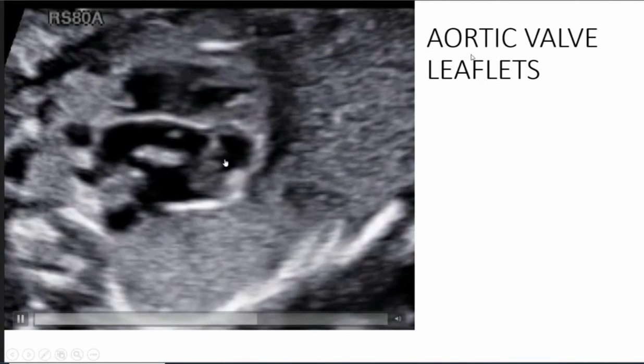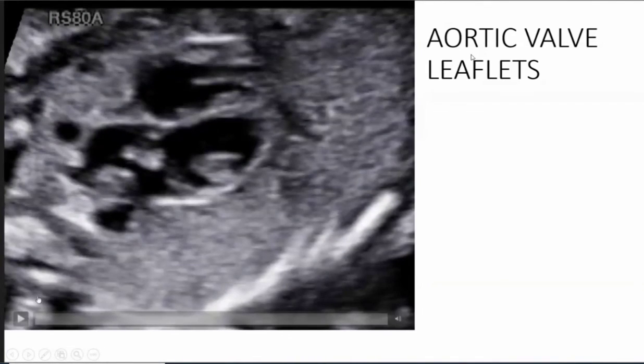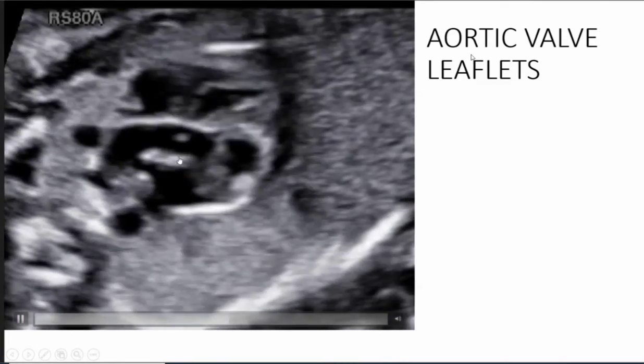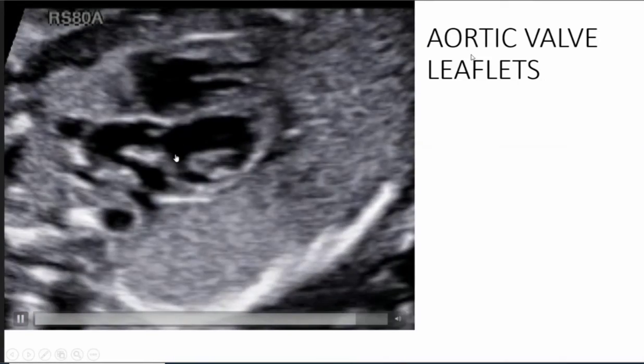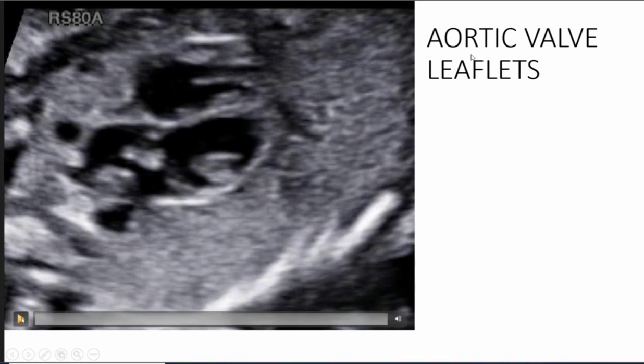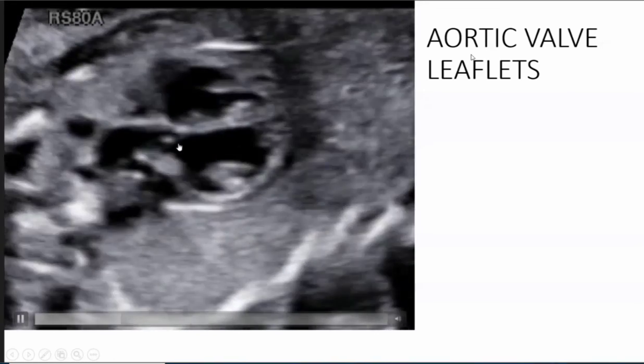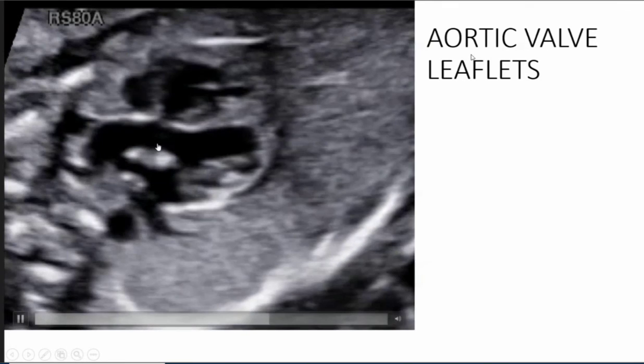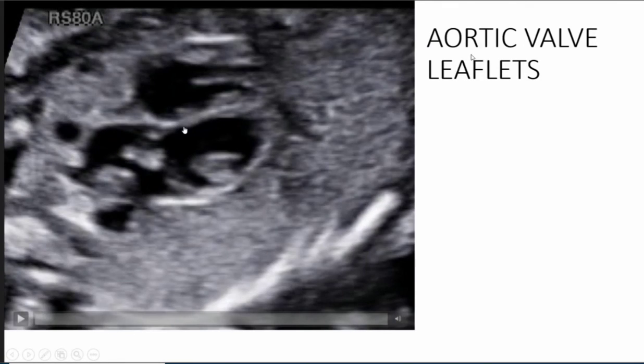Now this is another LVOT view where the aortic valve leaflets are mounted in long axis. The aortic valve should disappear completely in ventricular systole, and it should show the nice coaptation and thin nature of the valve and good mobility. Mainly, there should be complete absence of the aortic valve during complete systole when it's fully open.